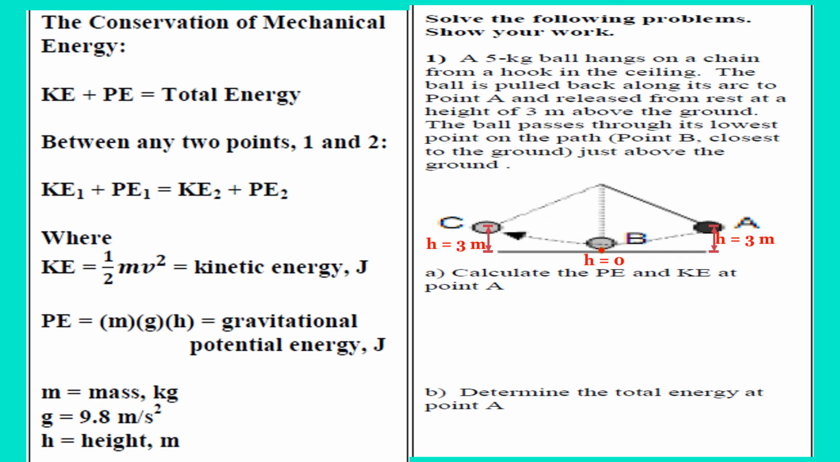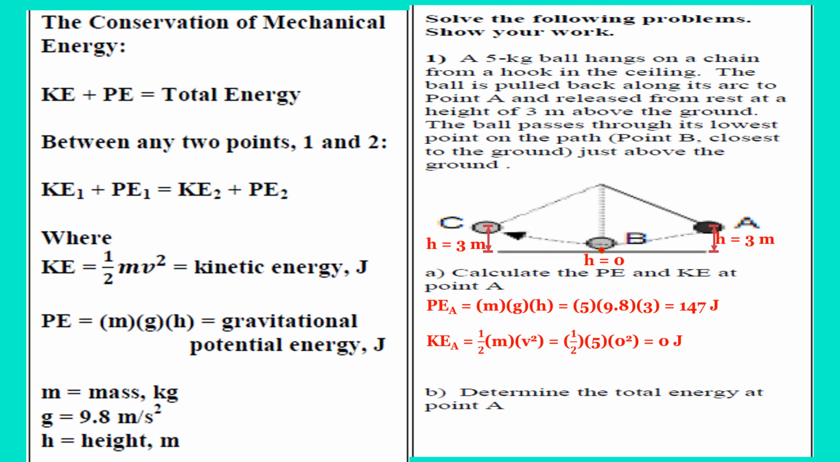Calculate the potential energy and kinetic energy at point A. So at point A, only potential energy is present. We use the formula potential energy at point A equals m times g times height. So substituting the values, we have 5 times 9.8 times 3 equals 147 joules. And the kinetic energy is 1/2 mv squared. Since v is 0, it starts from rest, then 1/2 times 5 times 0 squared equals 0 joules.